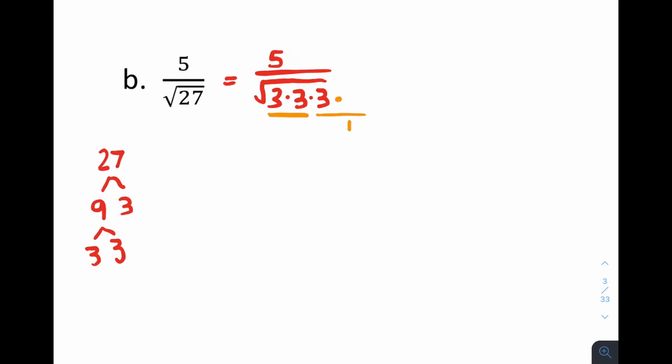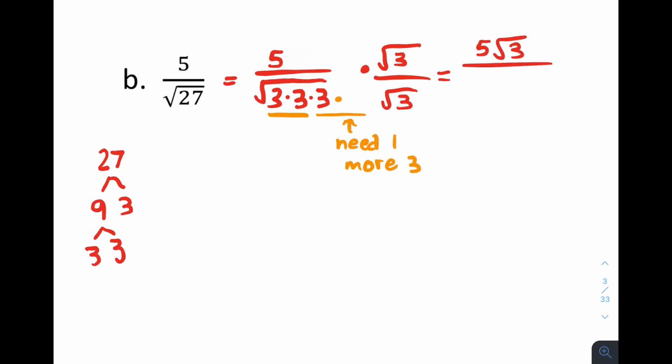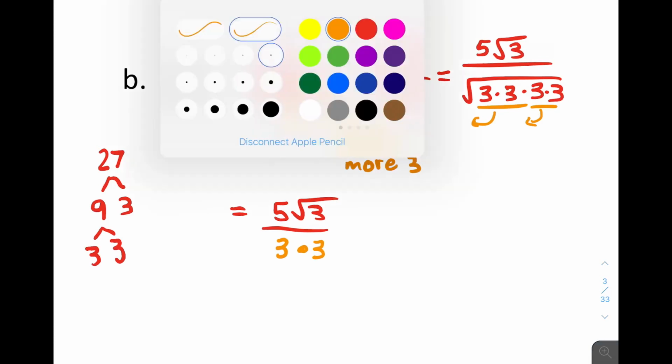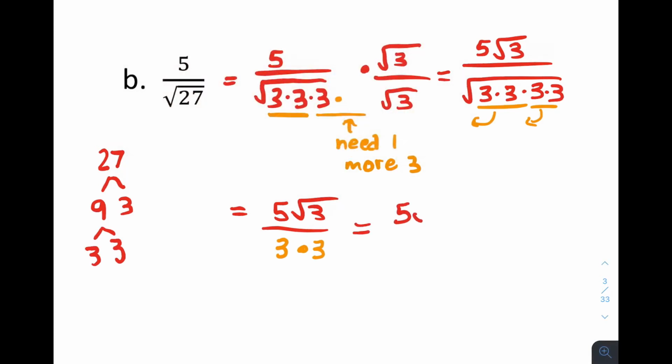Or I could just think about the fact that I need these paired up because it's a square root. So I really need one more factor of 3 so that I will have no radical left in my denominator. So if I multiply by square root 3 over square root 3, that's going to give me my one additional factor of 3. So then I'll have a square root of 4 factors of 3. So I can take square root of 9, square root of 9, which gives me 3 times 3 on the outside there. Nothing left inside my radical except square root 1, which is just 1. So I have 5 square root 3 over 9.